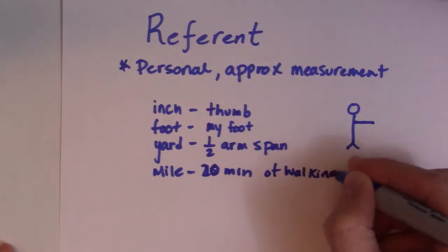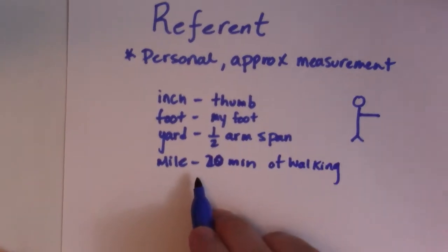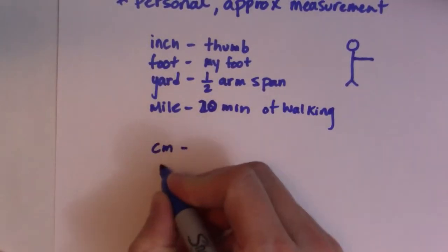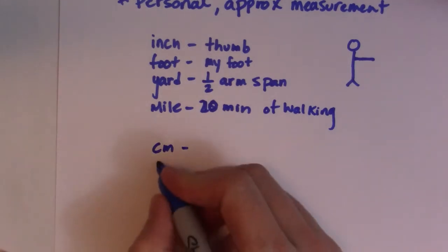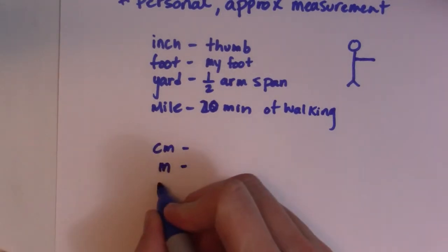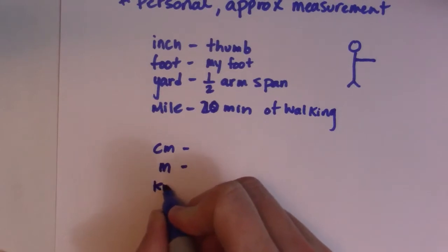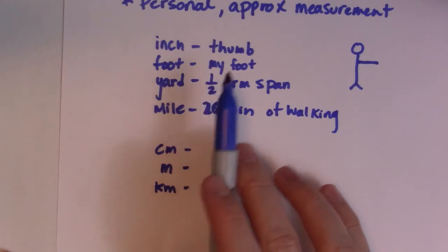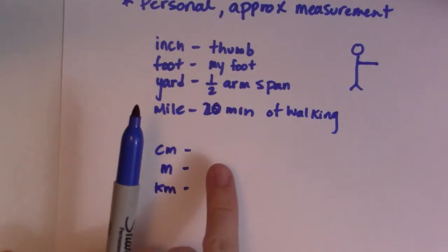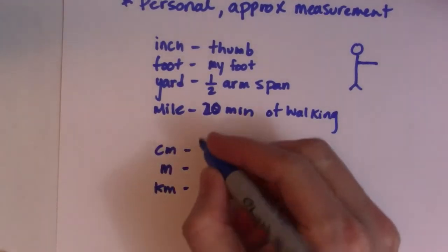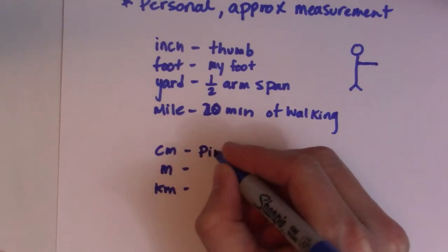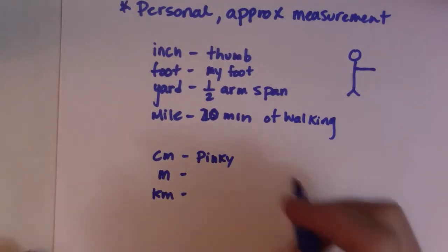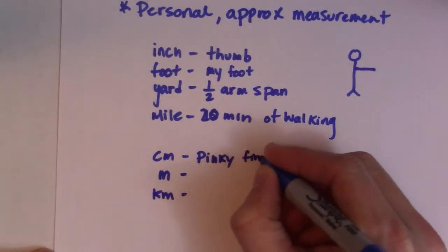Now those are imperial referents. On the other side of the scale, we have a few metric referents. I'm just going to go centimeters, meters, and kilometers. A centimeter is smaller than an inch, so it's not going to be quite your thumb. I would probably use my pinky finger for a centimeter. So your smallest finger, or maybe if you have a really big finger, it's just the width of your fingernail.